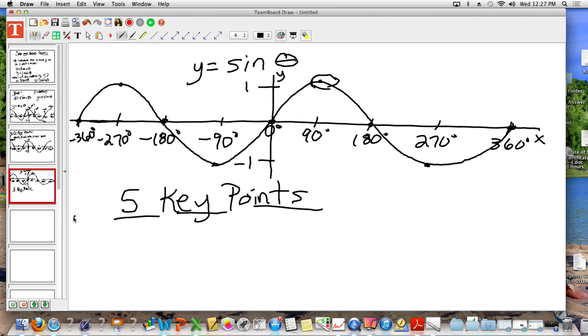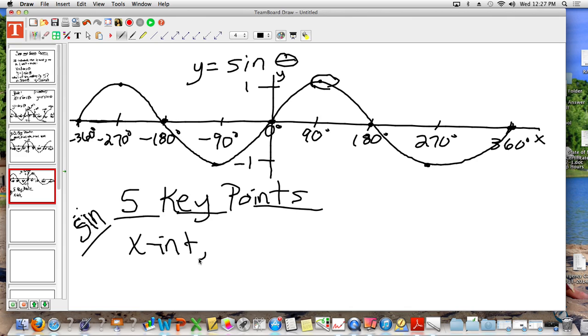And this is for a sine graph. This is for a sine graph. The 5 key points. Look at your y-axis. What is the first point along the y-axis? 0. So what do we call that? We don't call it 0, we call it a what? X-intercept. So our first key point is an x-intercept.